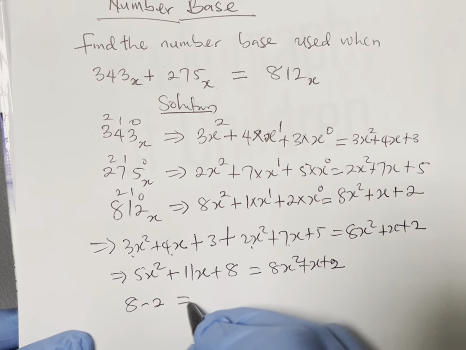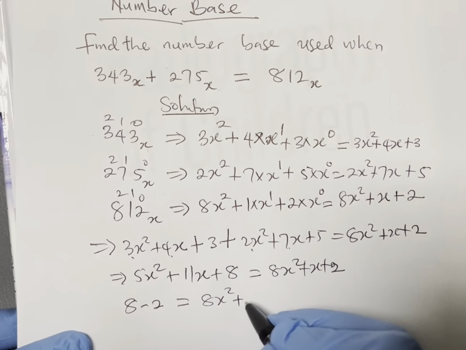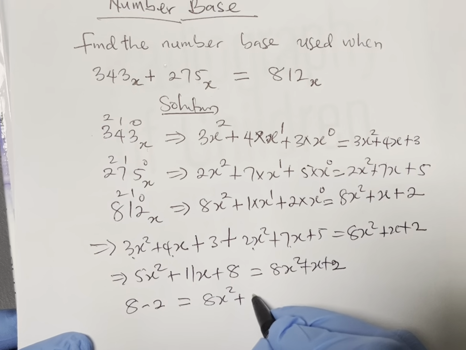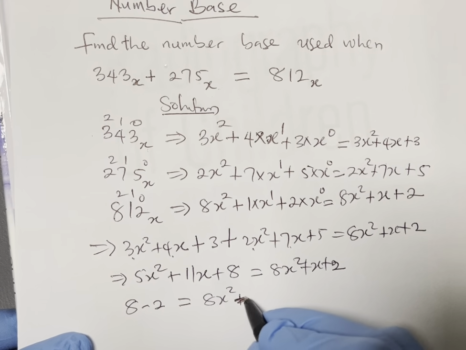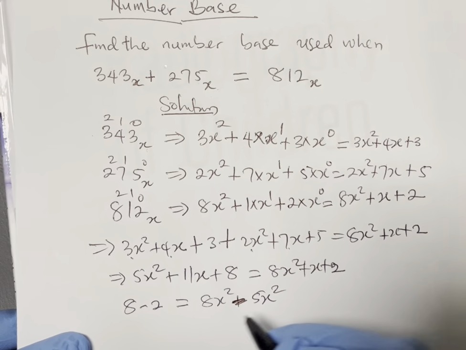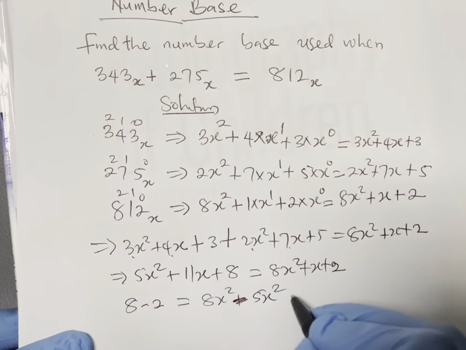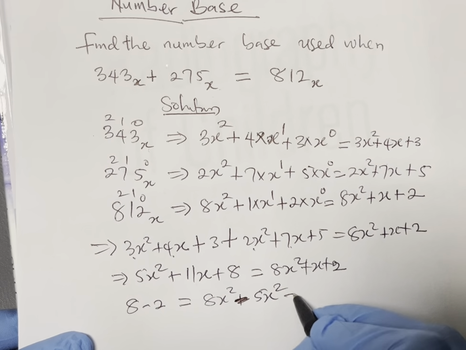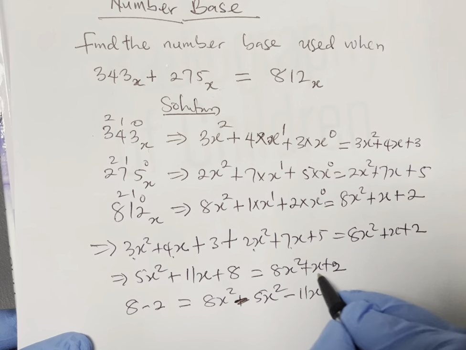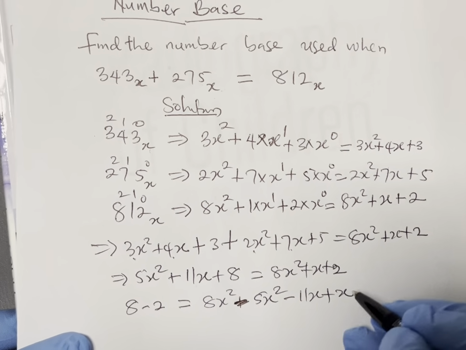So is equal to, I'll keep these ones here, 8x squared plus then 5 will cross over, becomes minus 5, not plus, because any sign that crosses the equal sign, the sign changes. So it becomes minus 5x squared. So plus 11 will also cross to become minus 11x. Remember, there's x here, so this one does not cross. You remember that is why it is plus.